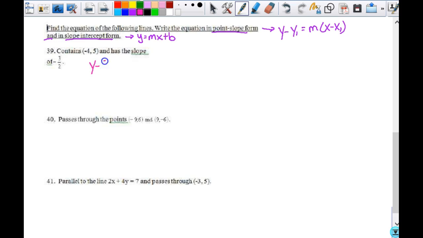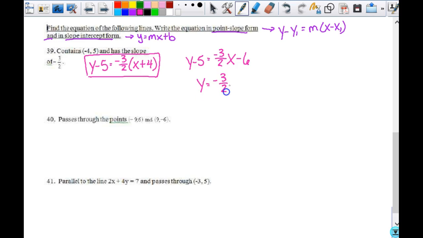This is going to be y minus 5 equals the slope, which is -3/2, times x minus a -4, which is x plus 4. So there is my point-slope form. Then to get it in slope-intercept form, I'm going to simplify that. So that's going to give me y minus 5 equals -3/2 x minus 6. And then I can add 5 over here, and I get y equals -3/2 x minus 1. And there it is in slope-intercept form.